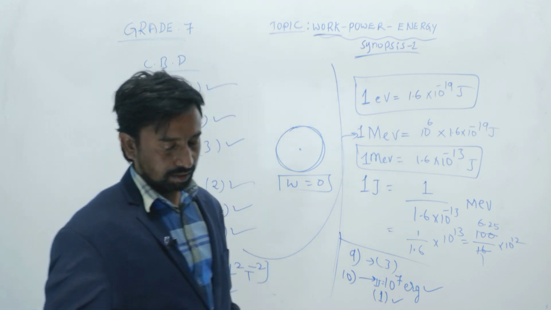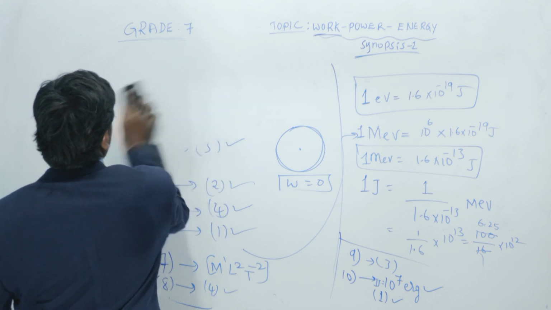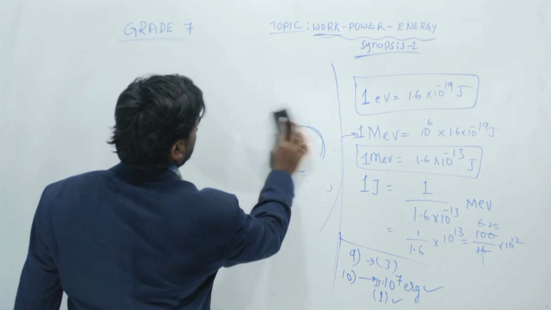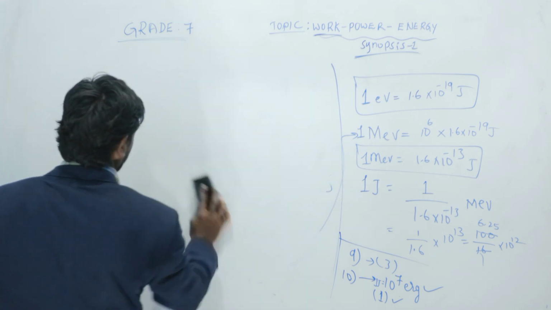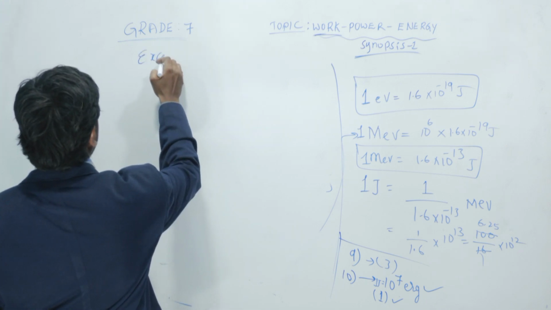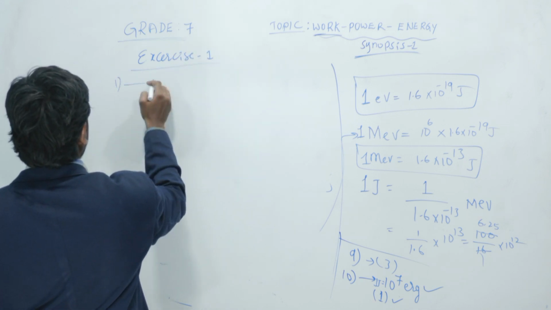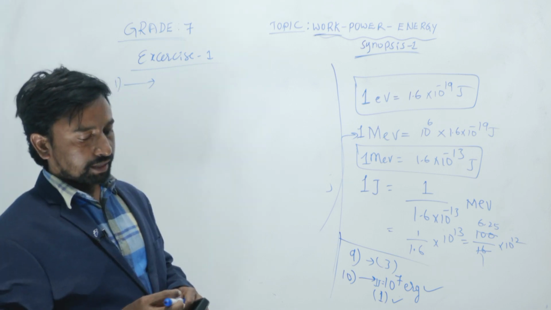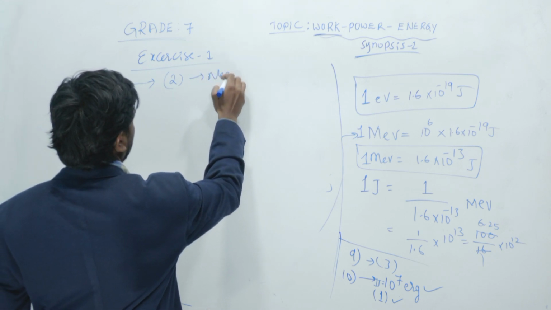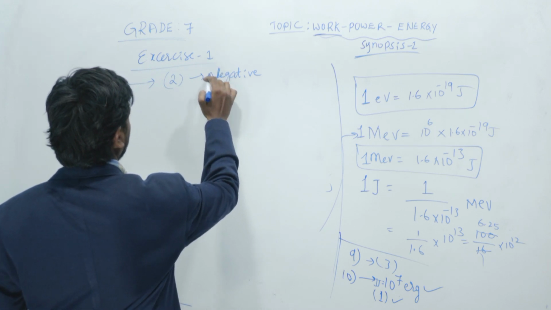So, JEE Mains exercise problems. In the exercise, the first one we can write here is the negative work done. Option 2 is correct. That is negative work done.